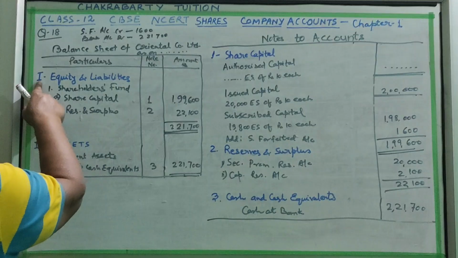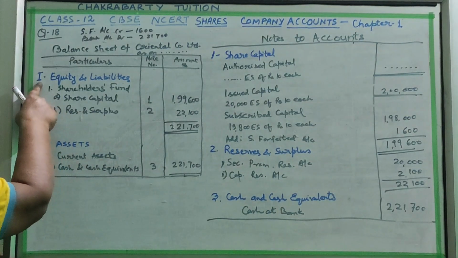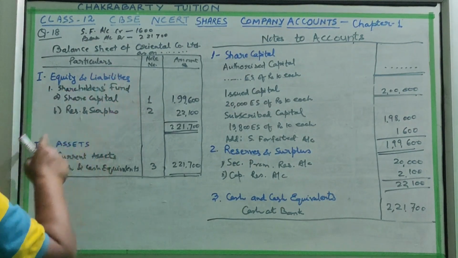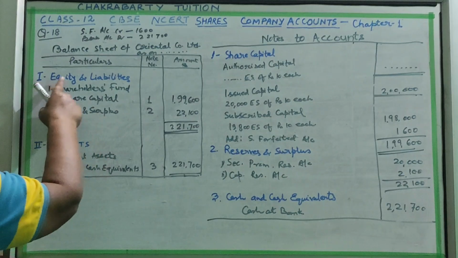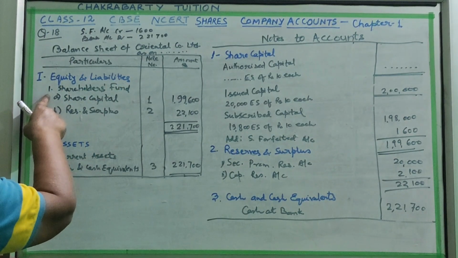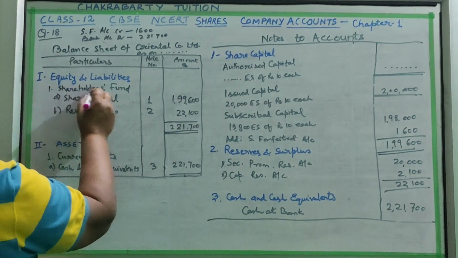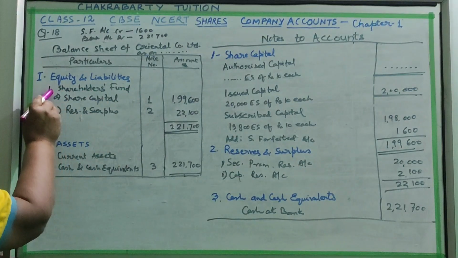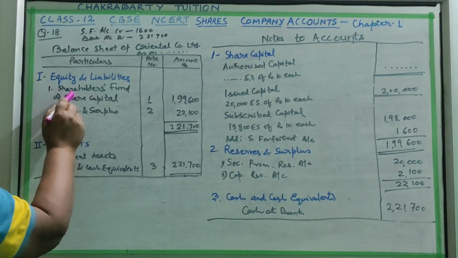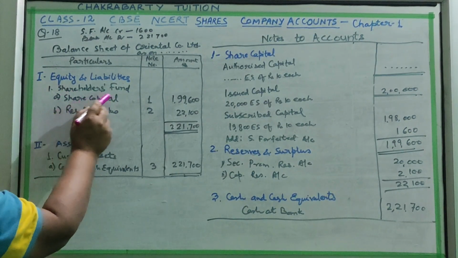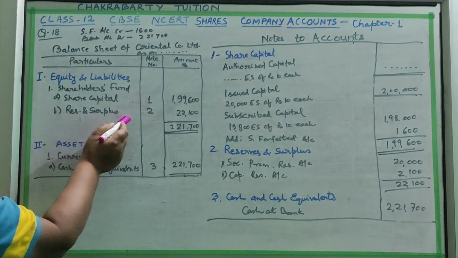One is the liability side, one is the asset side. So we write one, equity and liabilities, and two, assets. In equity and liabilities, the first heading is our shareholders' funds. This is our heading number 1 in this category. Here we have a breakup, A and B. A is share capital, B is reserve and surplus.